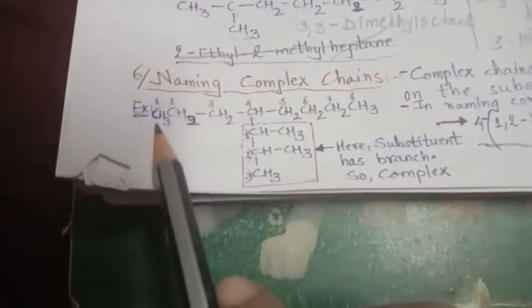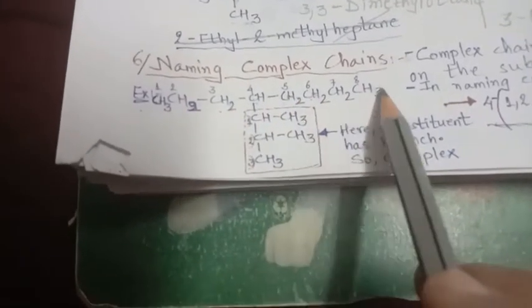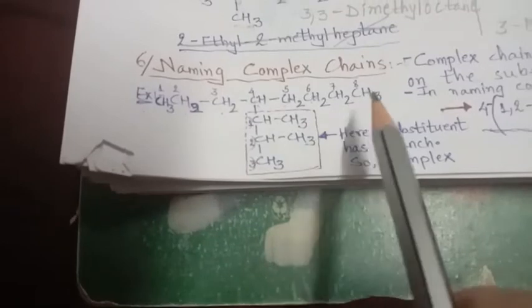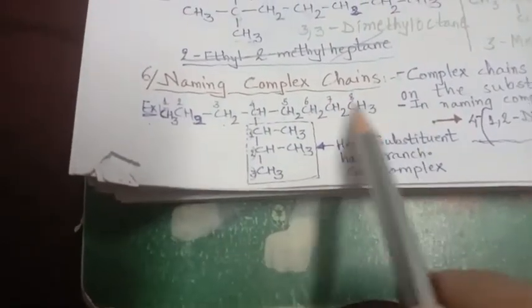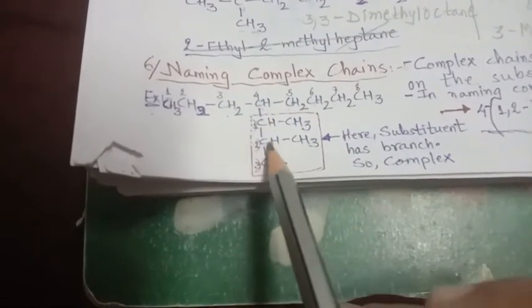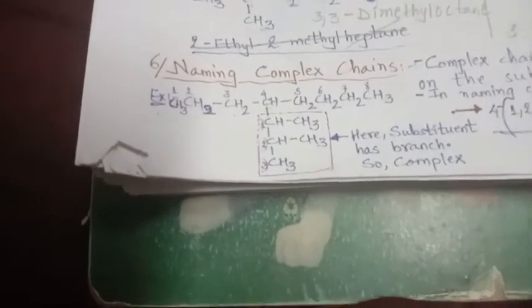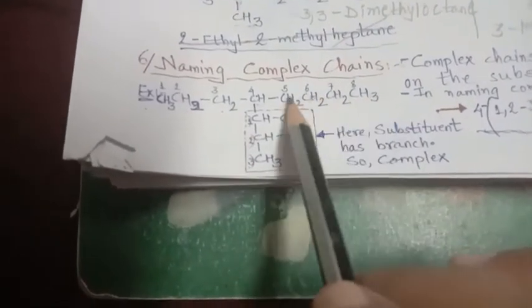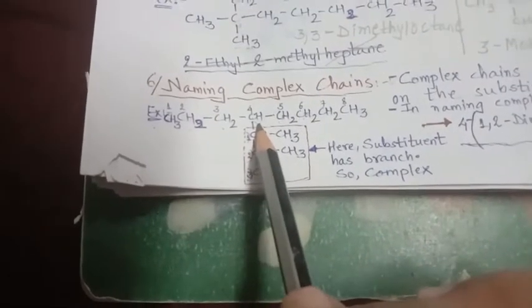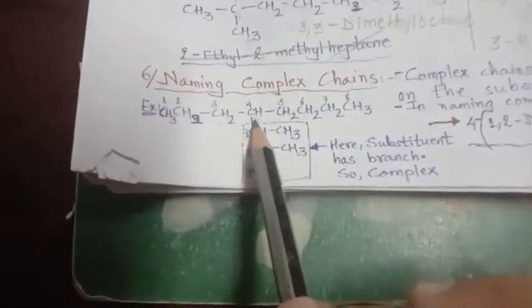Now let us see this example. 1, 2, 3, 4, 5, 6, 7, 8. Right? Here 1, 2, 3, 4, 5, 6, 7, 8. So from all these sides it is 8 carbons. So let us consider this straight one, because from here 1, 2, 3, 4, the 4th carbon has an attachment. From here 1, 2, 3, 4, 5, the 5th carbon has an attachment. So we will have to go from this side.